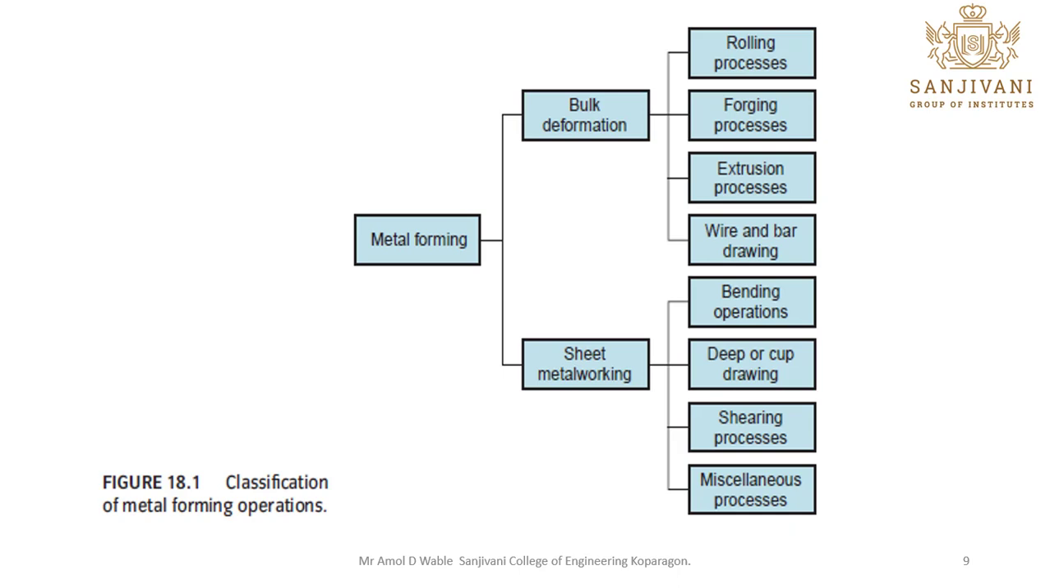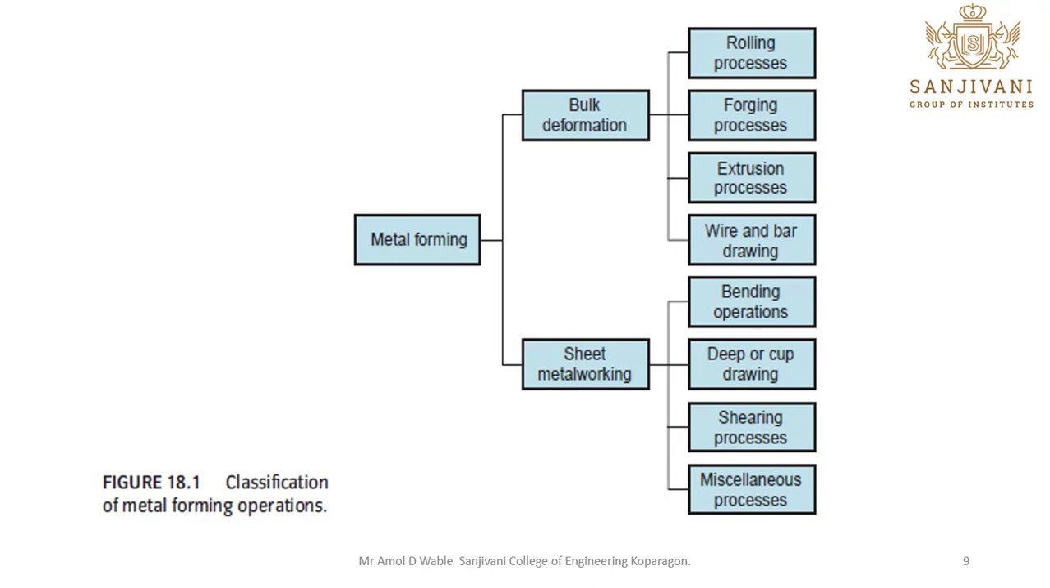Let us see the classification of metal forming process. So it is deformed in bulk deformation and sheet metal working. In bulk deformation you will find out that the cross-sectional area of the material is reduced by a large volume. According to that, the process has been defined.